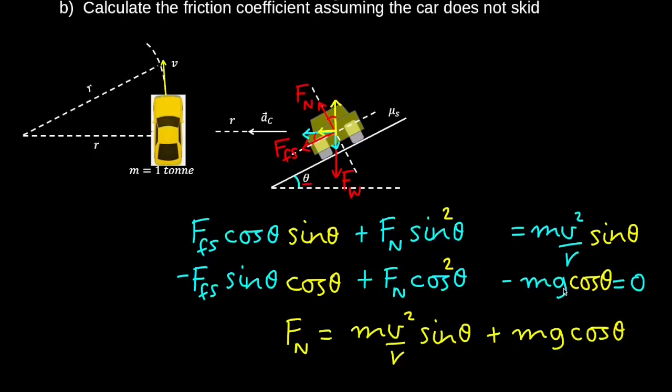And to obtain a friction coefficient, we can use the relationship between the static friction force and the normal force. So having obtained the normal force from this equation, you can substitute into either one of these equations to obtain a static friction force, and then solve for the coefficient of static friction where the car does not skid.